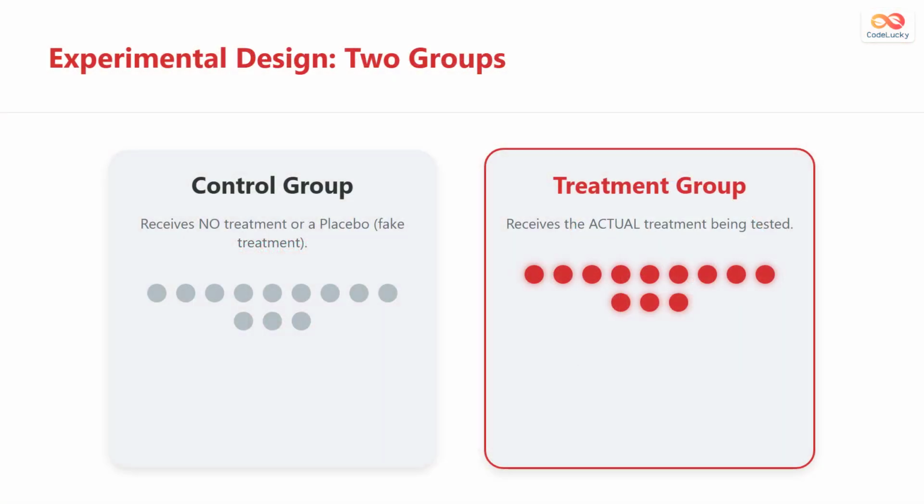In a well-designed experiment, we usually split subjects into two groups. The control group receives no treatment or a placebo, which is a fake treatment. The treatment group receives the actual intervention. By comparing these two, we can see if the treatment really worked.